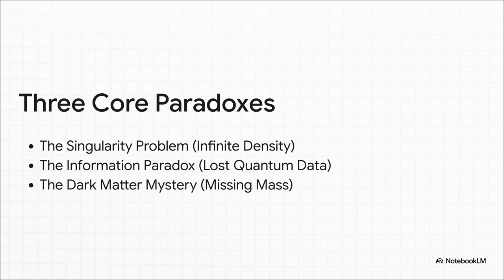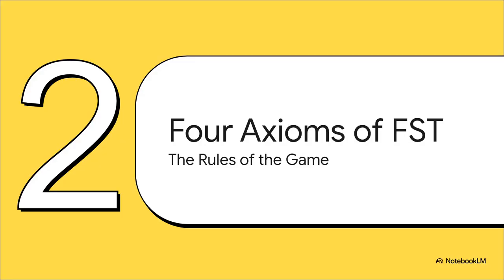Second, the information paradox. If a black hole evaporates over trillions of years, current theories suggest all its quantum data is just lost forever. That's like deleting the universe's hard drive, and it completely violates the core laws of quantum mechanics. And third, the dark matter mystery. Roughly 85% of the universe's mass is totally invisible, holding galaxies together, yet decades of exhaustive, multi-billion-dollar searches have found absolutely nothing. Moving right along to part 2, the 4 axioms of FST.